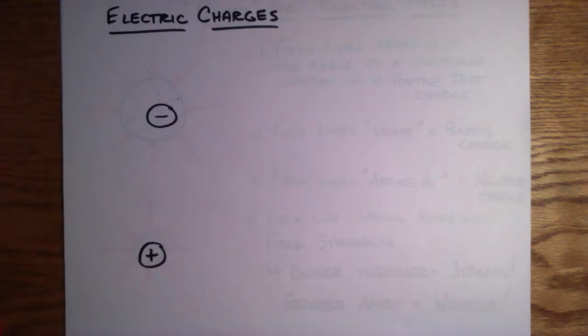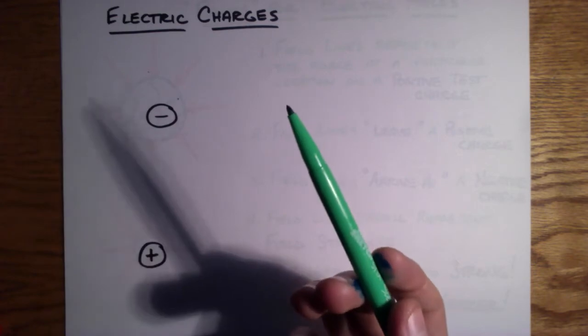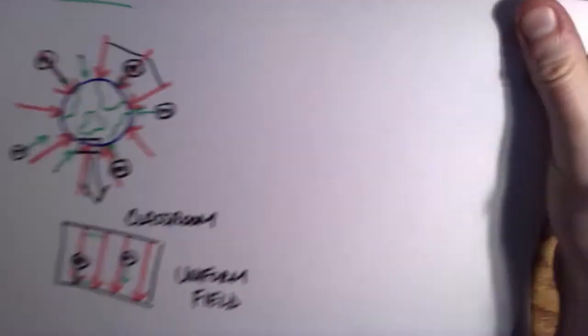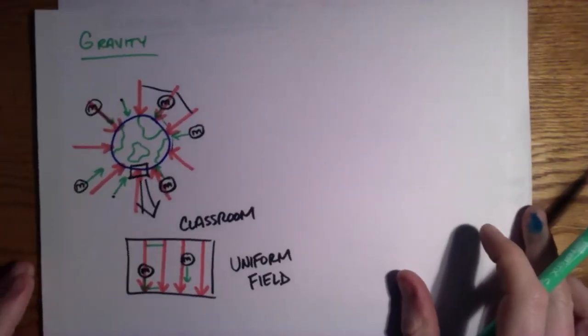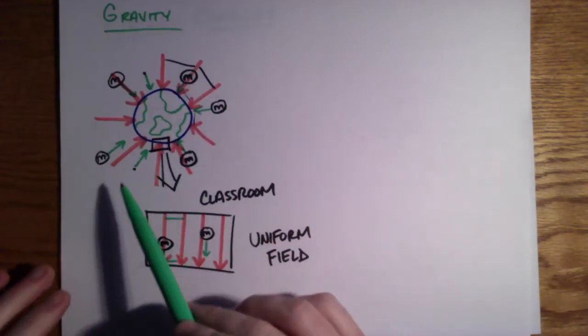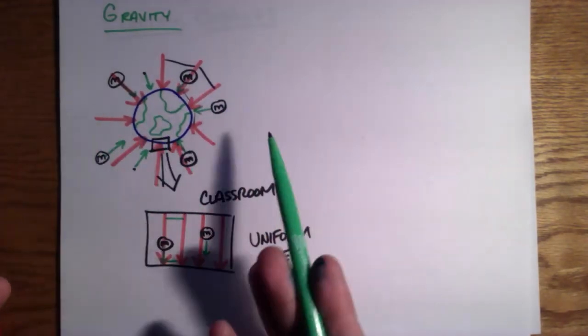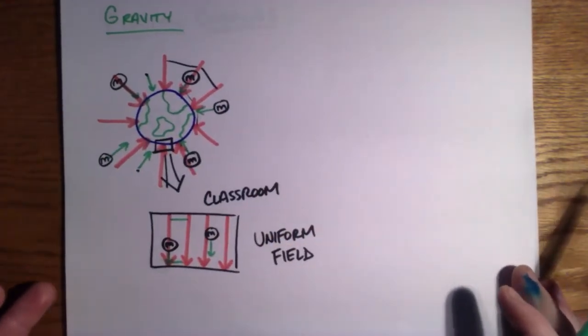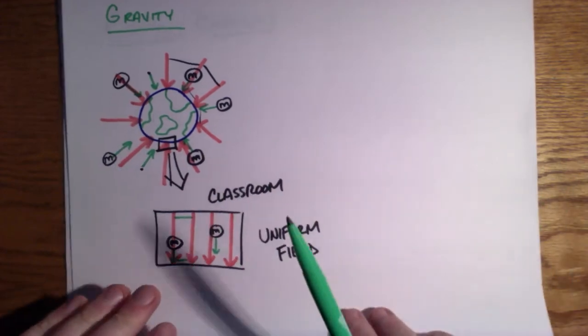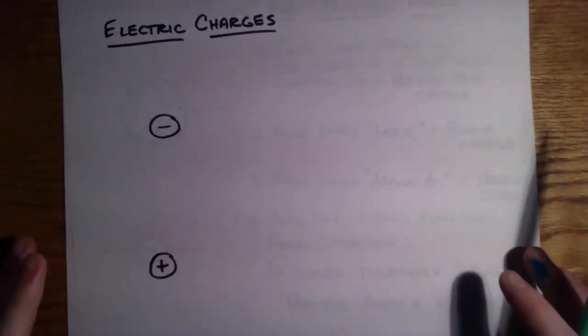Now, immediately I run into a problem. My problem is, when I was dealing with gravity, I only had one thing I could place there, a mass. I would place a mass at any location, and I could determine the direction of that field, because that would be the direction of force on the mass that I placed near the Earth in this case.